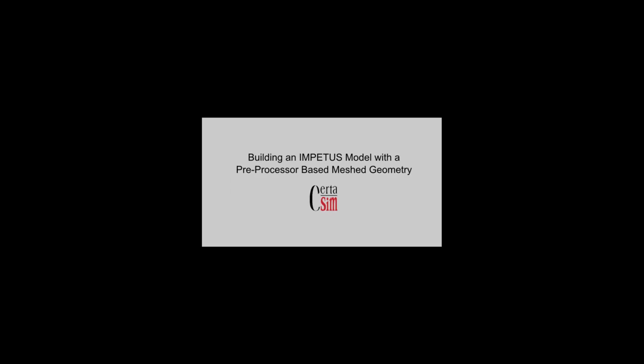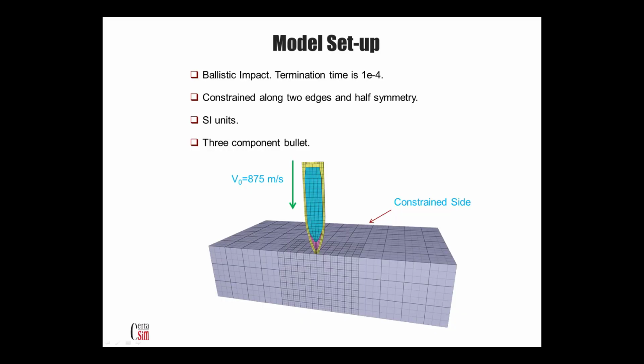It covers how to build a model in the IMPETUS AFV Solver GUI assembly mode when we have an existing mesh file. So the setup we have here is a ballistic impact. We have a termination time of 1e-4.